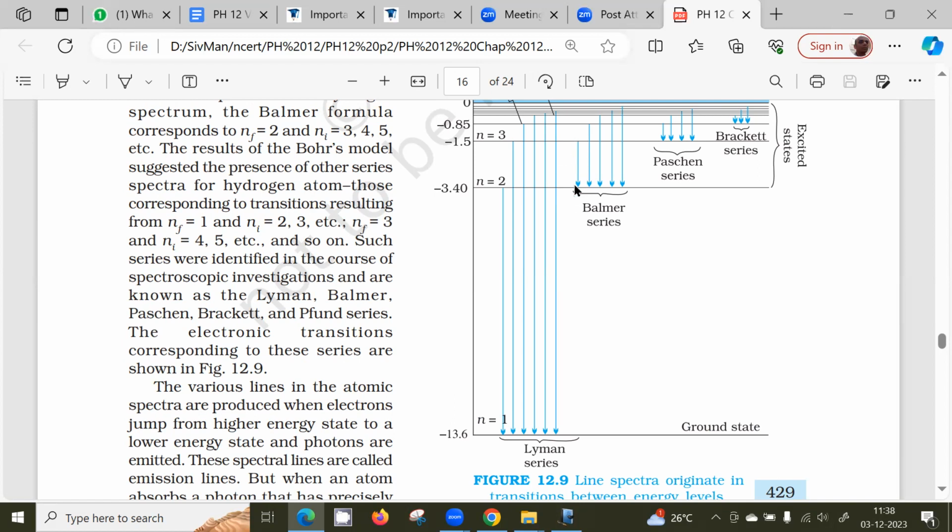This is the emission spectrum, right? So the jump should be from a higher energy level to a lower energy level. If the jump is from 1 to 2, then I have to supply energy because I'm increasing the energy of this electron. So that will be the absorption spectrum. So here I'm just considering the emission spectrum.